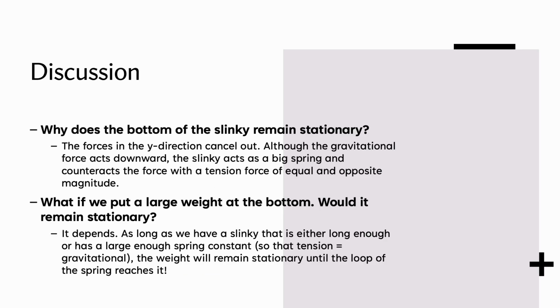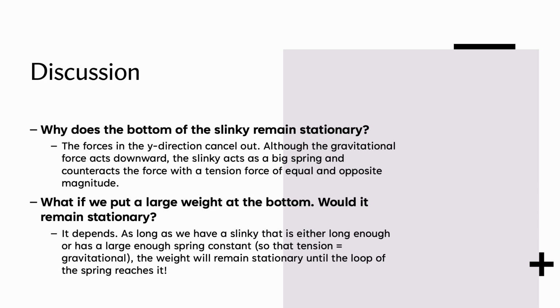Let's take a deeper dive into why this happens. Why does the bottom of the slinky stay stationary? It's all about the force balance. During the stationary phase, the tension force generated by the stretched slinky counteracts gravity exactly. This balance keeps the bottom in place until the top of the slinky reaches it.